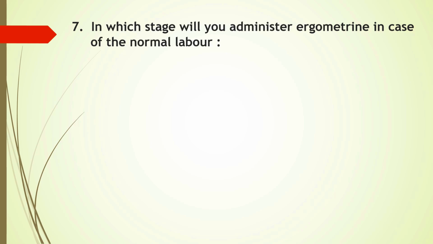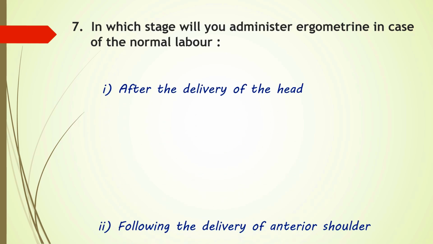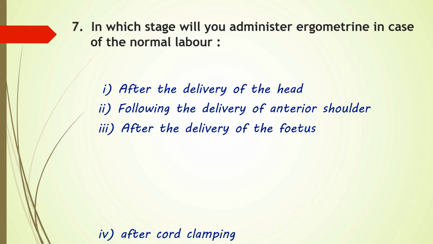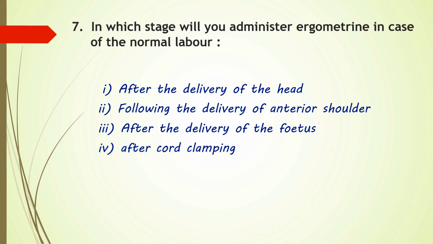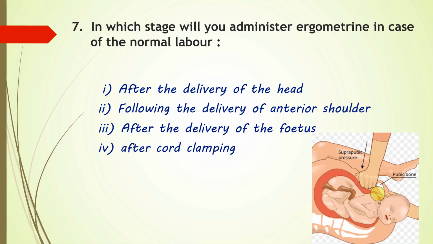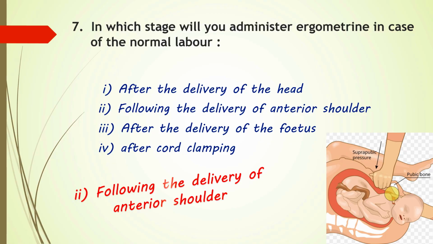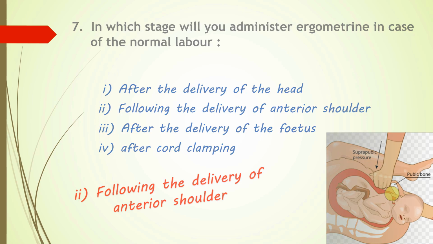Next question. In which stage will you administer ergometrine in case of normal labor? Option 1 after the delivery of the head. Option 2 following the delivery of anterior shoulder. Option 3 after the delivery of the fetus or option 4 after cord clamping. In case of normal labor, ergometrine is administered following the delivery of the anterior shoulder. It is a key step in the active management of the third stage of labor. It forces the uterus to contract strongly, which significantly reduces the risk of postpartum hemorrhage. So here option 2 is the correct answer.